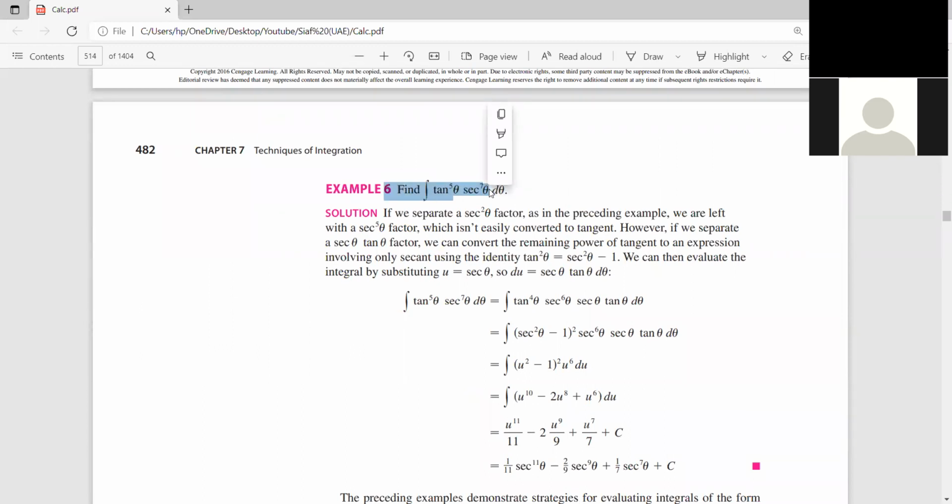Should we solve this question? I think we solved similar ones. Both odd? Yes, okay, both odd.